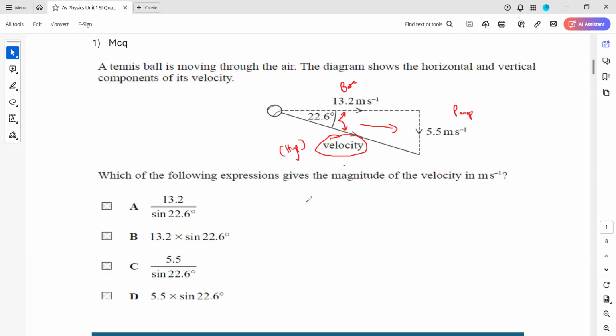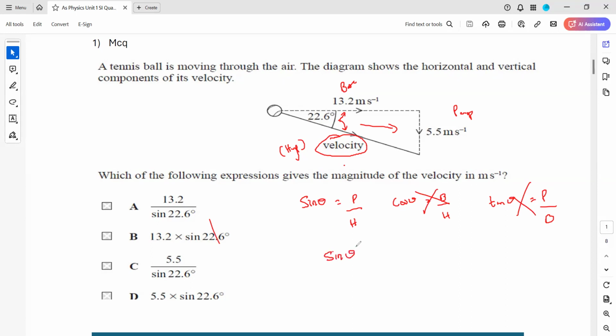So if we write the trigonometric ratios, sine theta is perpendicular over hypotenuse. Cosine theta is base over hypotenuse. And tangent theta is perpendicular divided by base. Because all the options have sine, we don't have to use these two. So we just substitute the values.